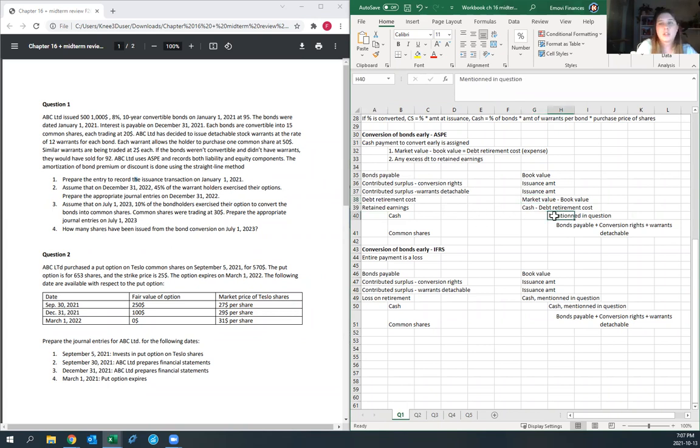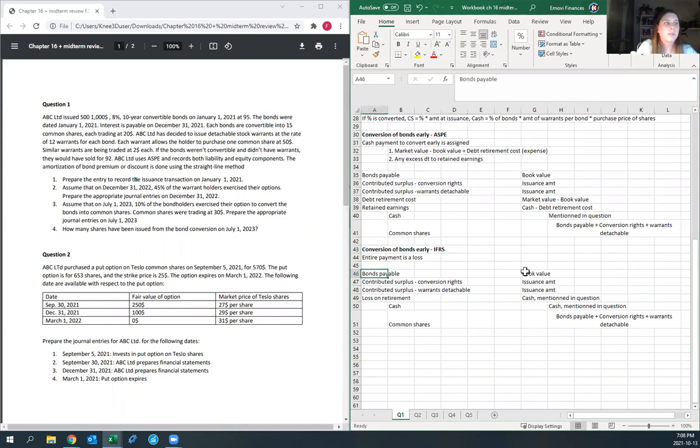Cash is normally mentioned in the question. And then common share is your bonds payable plus conversion rights plus warrants detachable. So these four are linked together, and these three are linked together. And then for IFRS, they don't put it as an expense, they don't put it in retained earnings, they put it all, the amount that you paid, in loss on retirement.